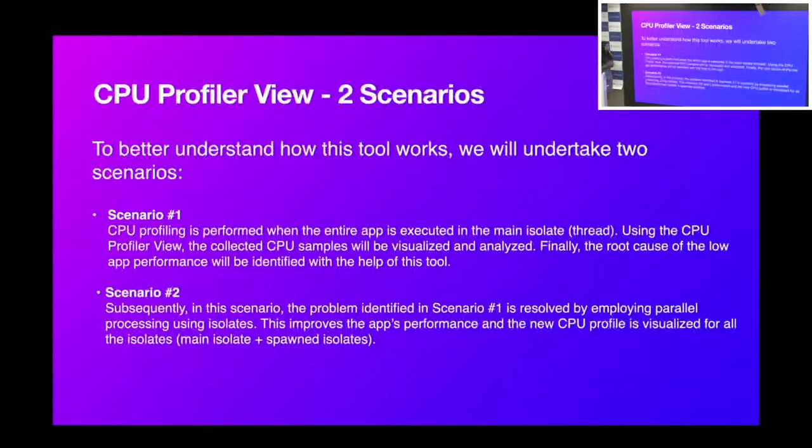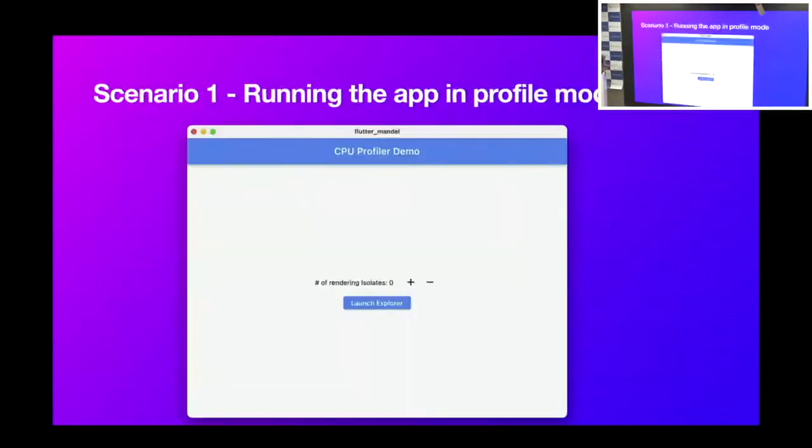So we'll be doing one scenario where we'll be running this entire Mandelbrot set visualization on the main isolate, and we'll look at how much CPU usage is happening and what we can do. And in the second scenario, we will spin up 4 isolates and run the computation there, and we will then see how our CPU is performing.